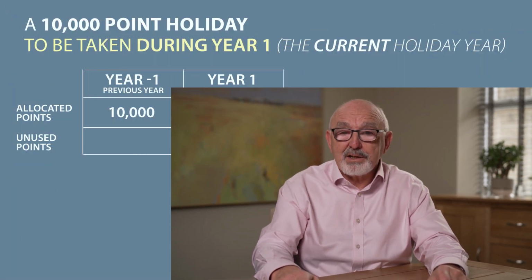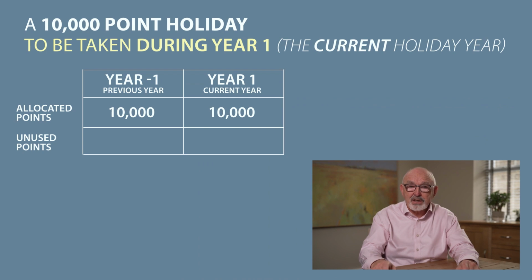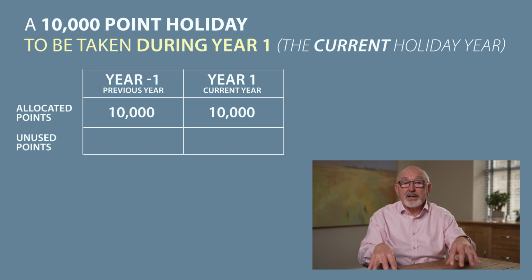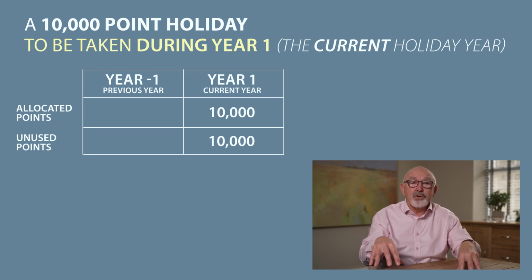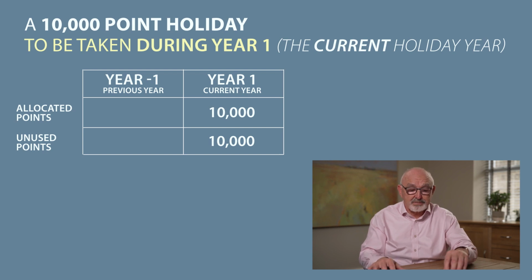So if we've got a 10,000 point holiday, as you can see on the screen beside me, to be taken in year one, the current holiday year, and you've got 10,000 points in this year, because that's your allocation, and you've got 10,000 points from last year, because that was last year's allocation and you didn't use them, in essence they are rolled forward into the current year. In these circumstances, we will use those points first. So if you have any older points and you're booking and taking in year one, we'll use those points first.